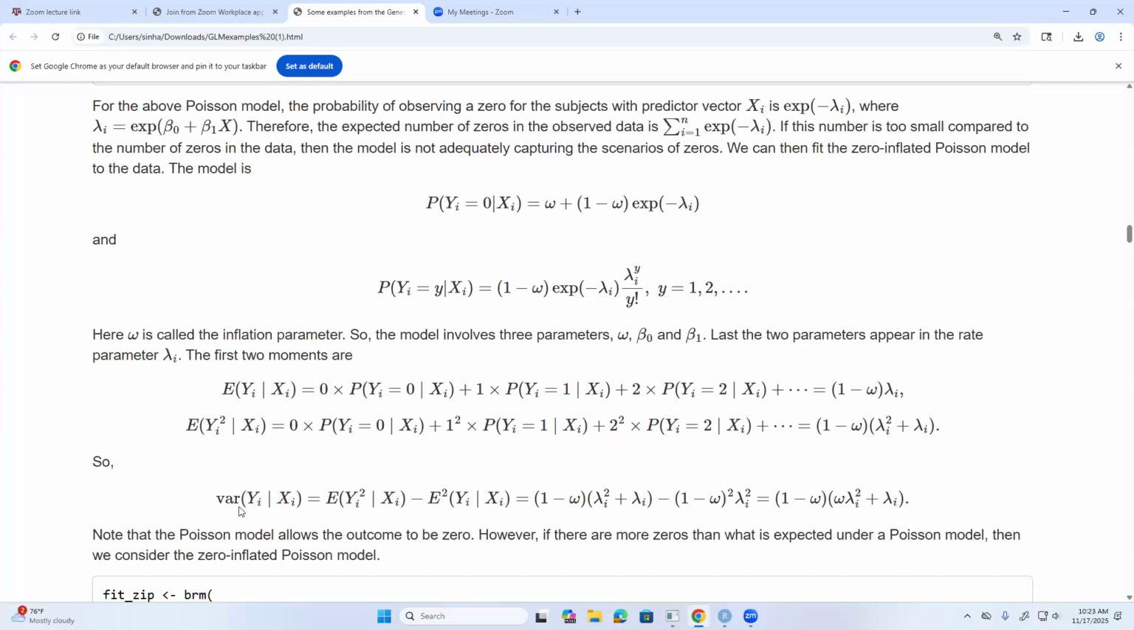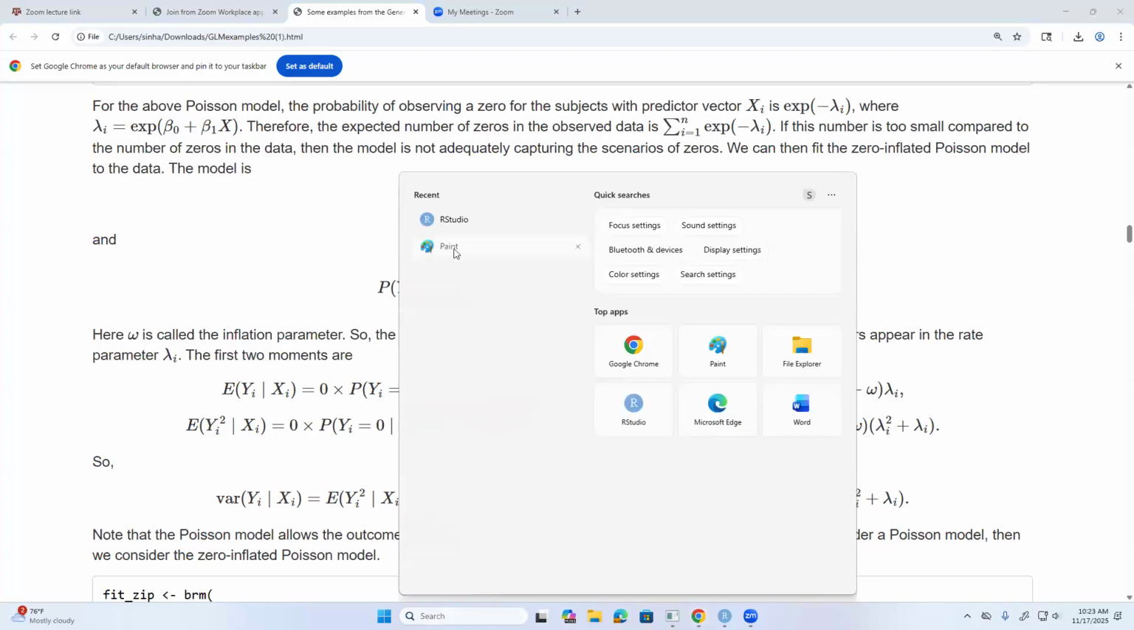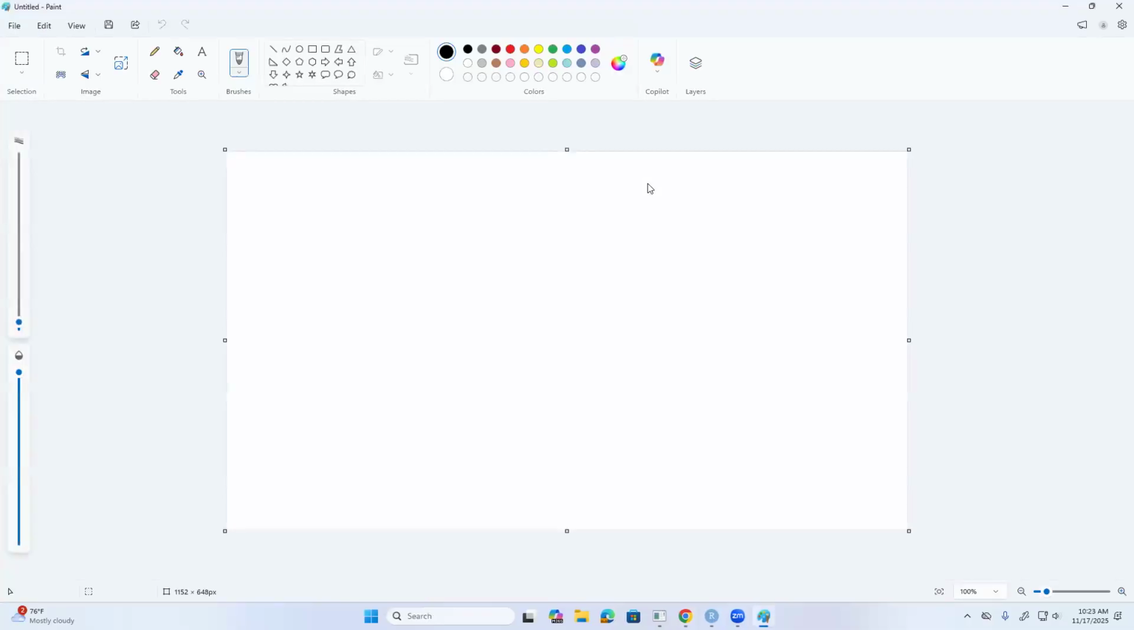And then I wanted to calculate variance of yi. It is expectation of yi square given xi minus expectation of yi given xi, square of it. It turned out to be 1 minus omega times omega lambda i square plus lambda i. Let me write it again to show you that it is larger than the expectation.